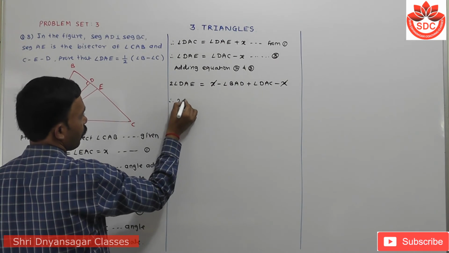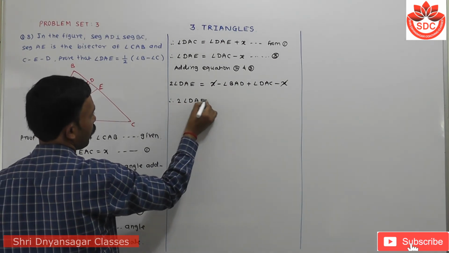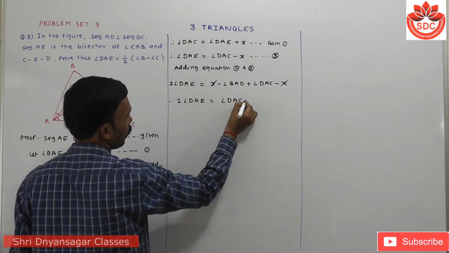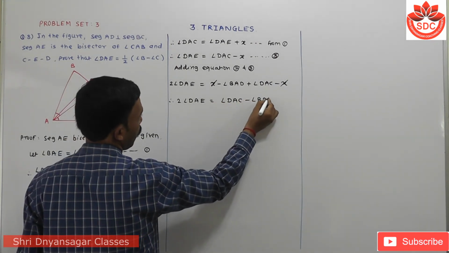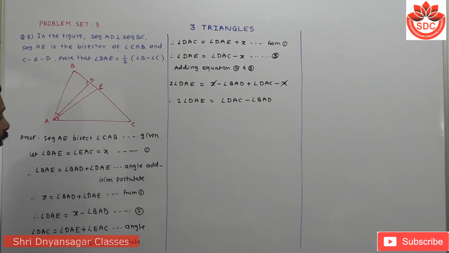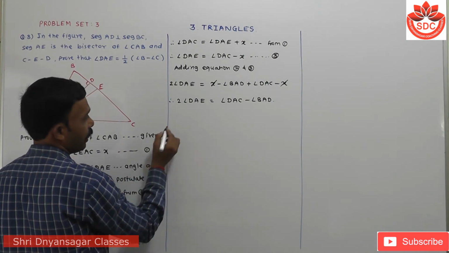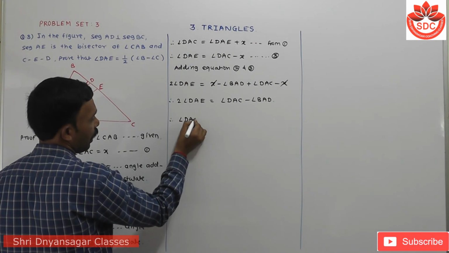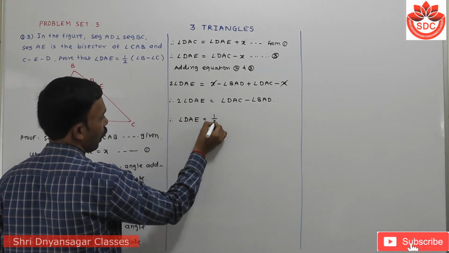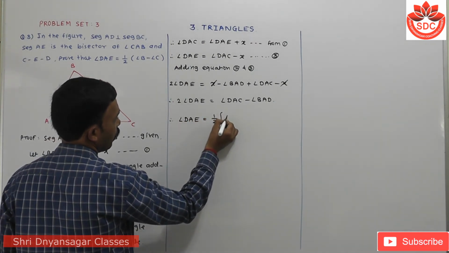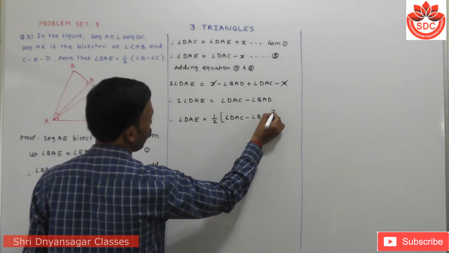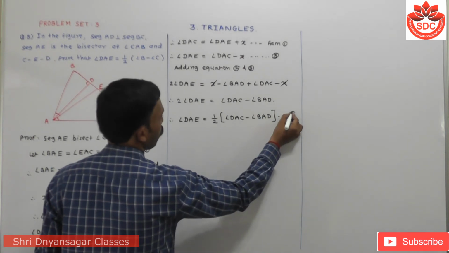Then I have to write here twice angle DAE is equals to, first I have to take the positive angle, angle DAC minus angle BAD. Then these two goes to the denominator. At that time I have to write here, therefore angle DAE is equals to half of angle DAC minus angle BAD. This is equation number 4.